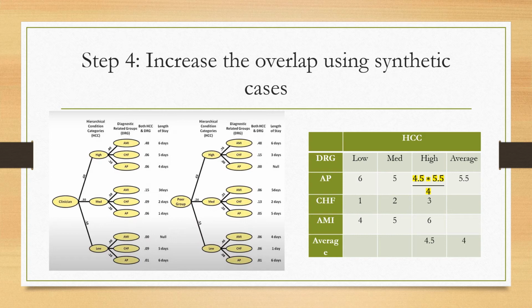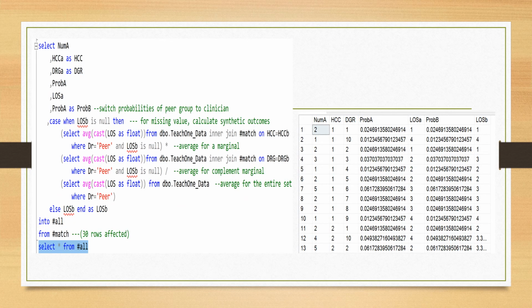We calculate the marginal outcomes. We take the average of the values in the row and the average of the vertical column. Under the assumption of interdependency, the joint outcome is calculated as the product of the marginal values divided by the average outcome for the entire dataset. In the SQL, we switch probabilities and calculate the missing outcomes.